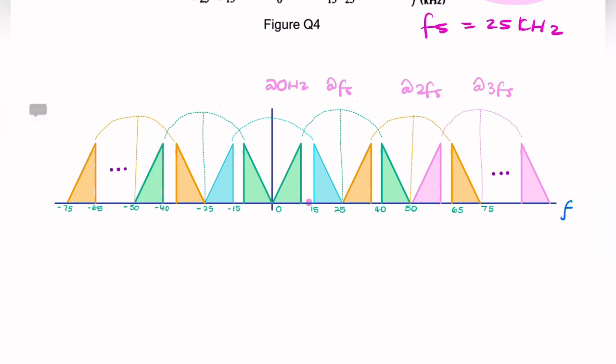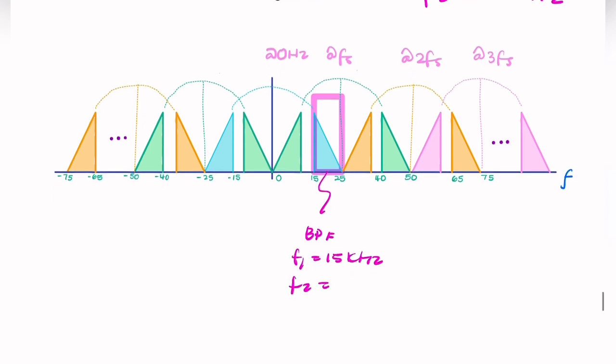So if we had a bandpass filter with cutoff frequencies of 15 and 25 kilohertz, we could still recover our original message. So we'd be recovering this and this.